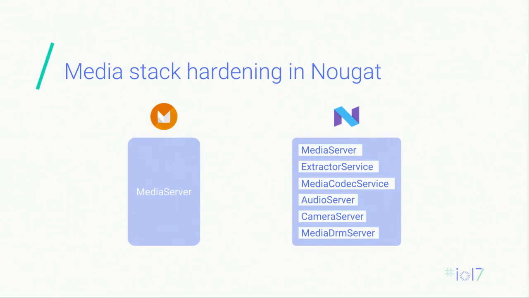As I mentioned earlier, we took the same sandboxing and isolation techniques and applied them to the media server. In older versions of Android, the media server used to be this one giant, monolithic, very complex process that had access to a lot of permissions. In Android N, we broke that up into 6 different processes and put them into individual sandboxes with much tighter permissions, so that a compromise to any one of them only grants access to a small subset of the permissions and not the permissions of the entire media server.